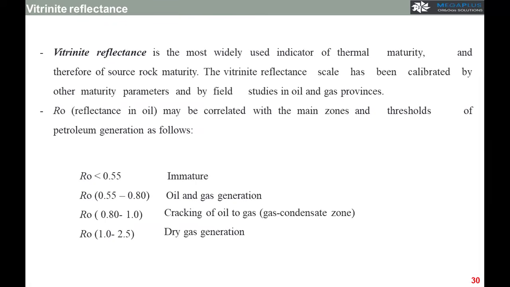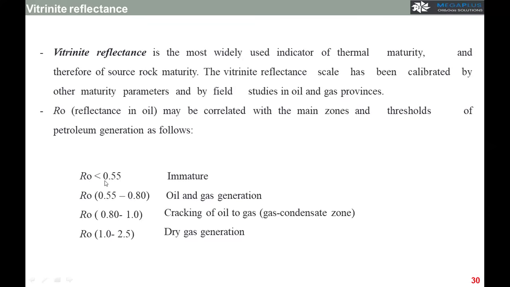Vitrinite reflectance is the most widely used indicator of thermal maturity. The most important one that we use to calibrate our maturity is the vitrinite reflectance, used in source rock maturity. Vitrinite scale has been calibrated by maturity. Its oil may be correlated with zone through the petroleum generation flow.